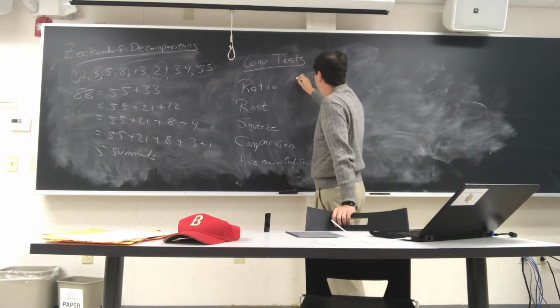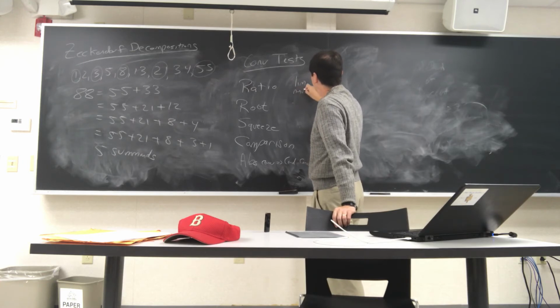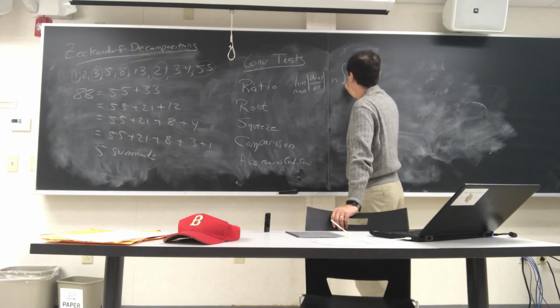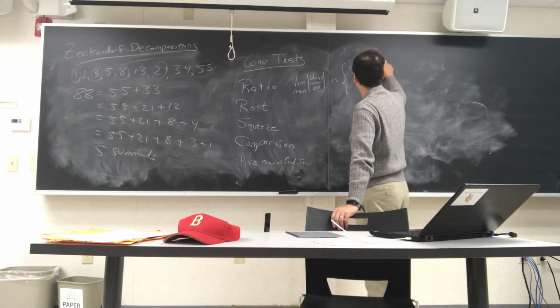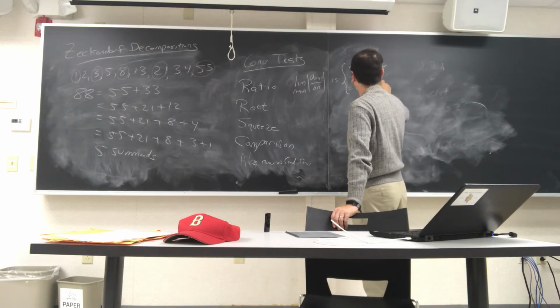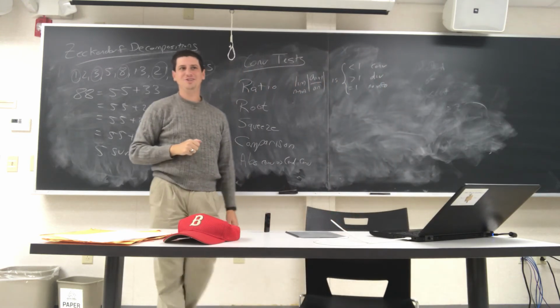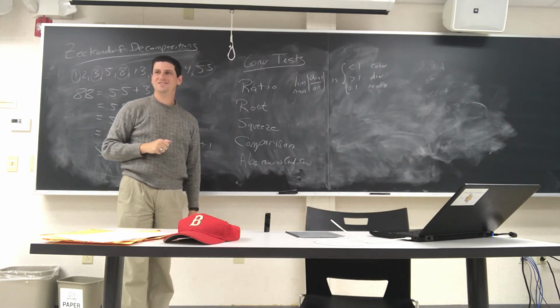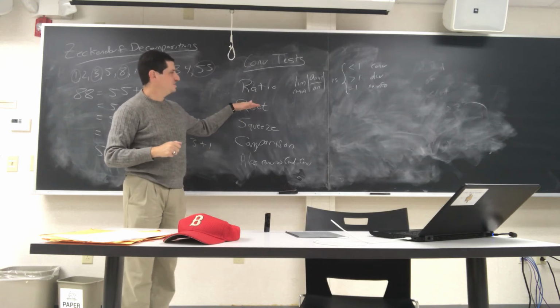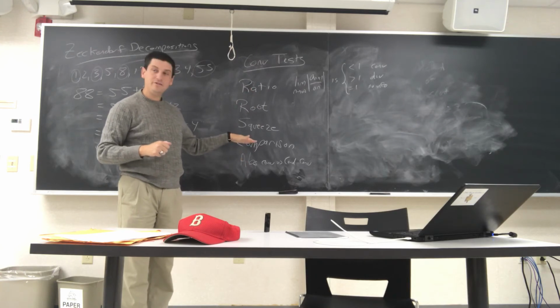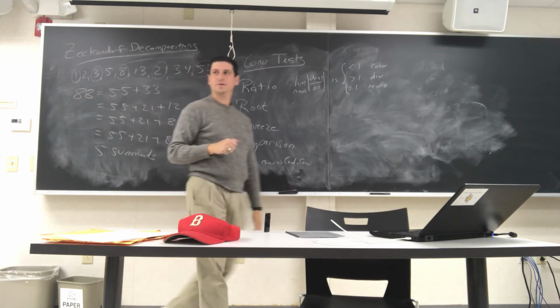Well, the ratio test is you look at the limit as n goes to infinity of a_{n+1} over a_n in absolute value. And if this is less than 1, it converges. If it's greater than 1, it diverges. And if it equals 1, you have no information. Is this coming back to you now for the ratio test? Somewhat. The root test is similar, except instead of taking ratios, you take the nth root. The comparison test is much easier.